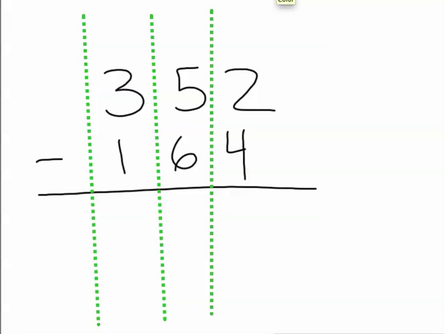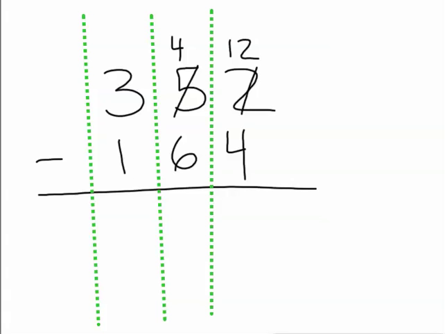Well, we can't subtract 2 minus 4, so we have to go over to the tens column. And we cross out 5 tens and make that 4 tens. And we cross out 2 ones and make that 12 ones. Before we begin any other subtraction, we look over now at the tens column. Can we subtract 4 minus 6? Or 4 tens minus 6 tens?